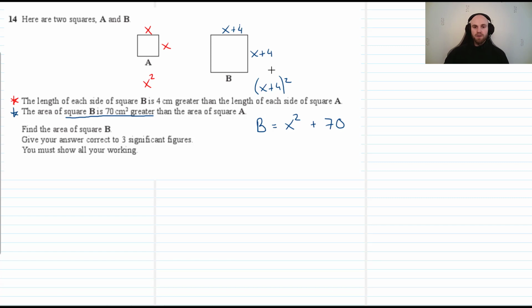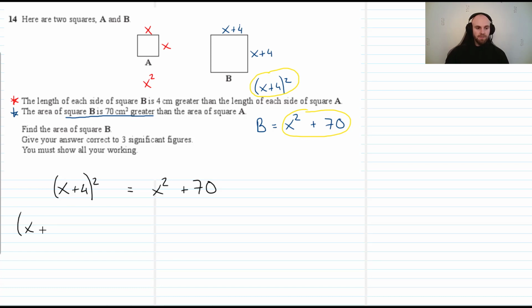So now we have 2 values for the area of B. We have this one here, and we have this one here. So as these are both equations for the area of B, we can say that they are the same. They equal exactly the same. So we can say that x plus 4 squared equals x squared plus 70.